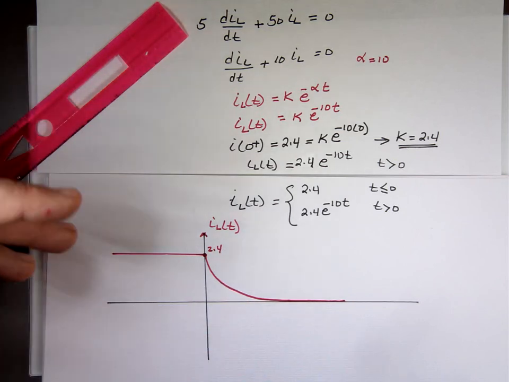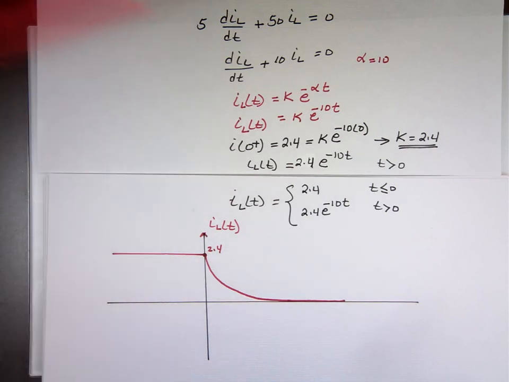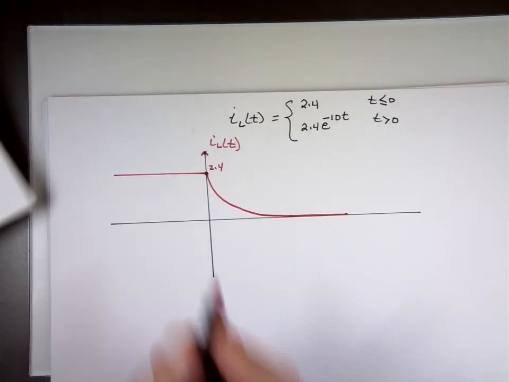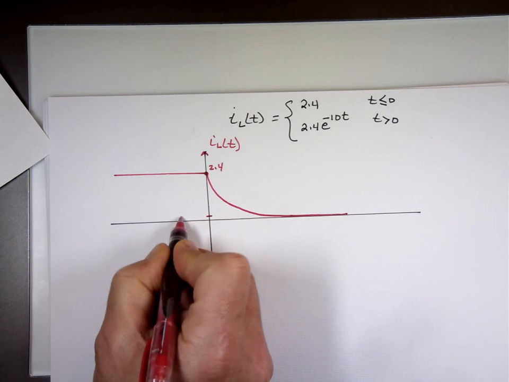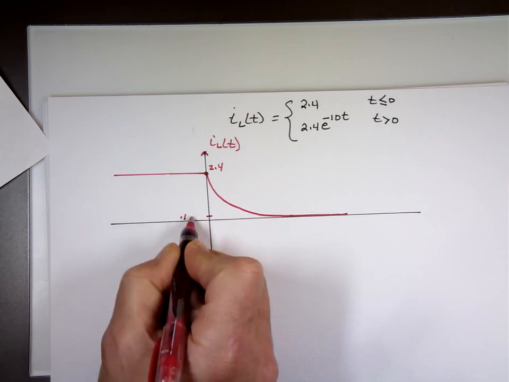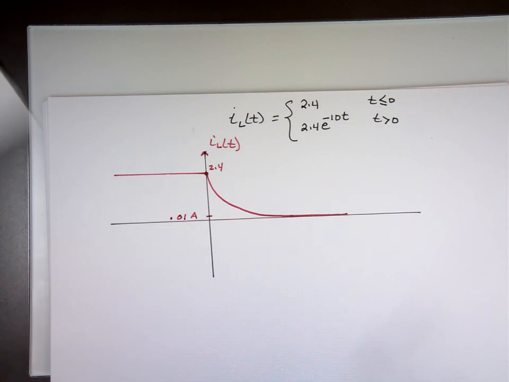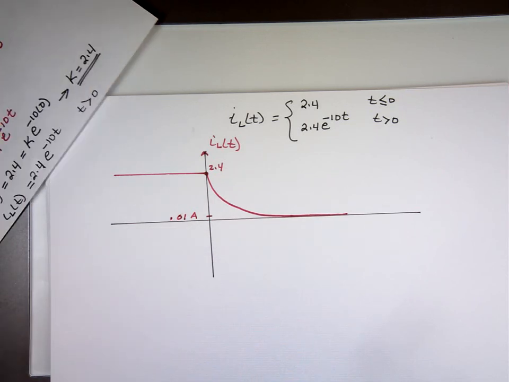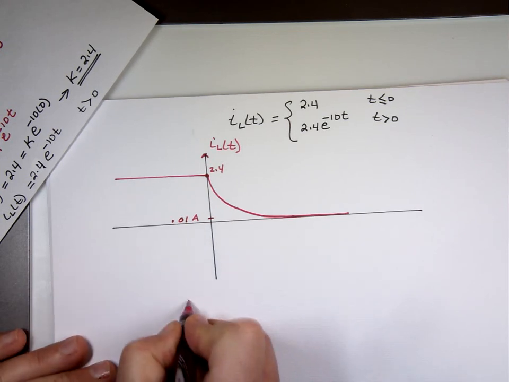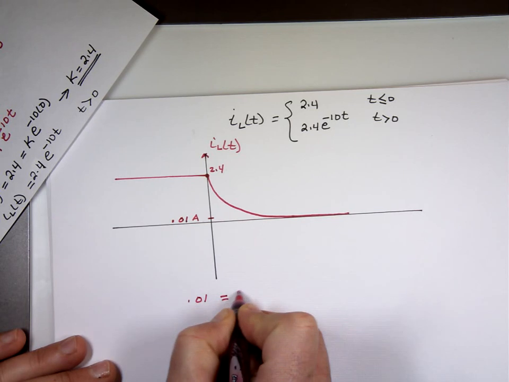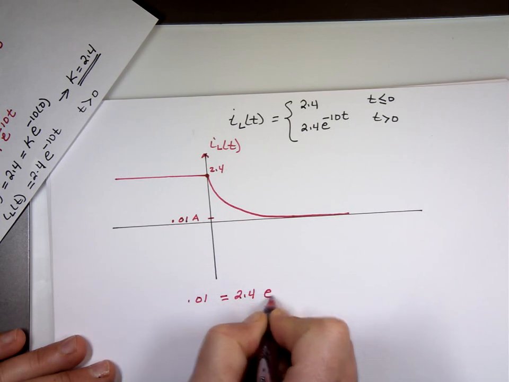So we're not looking at a long time, just a short period of time. How long for that current to reach, let's say, 0.01 amp? Isn't that close to 0? So how long is it going to be before there's no current going through that? 0.01 amp, that's 10 milliamps. Small current. Can we get with that value? Sure we can. 0.01 equals 2.4 e to the negative 10t.